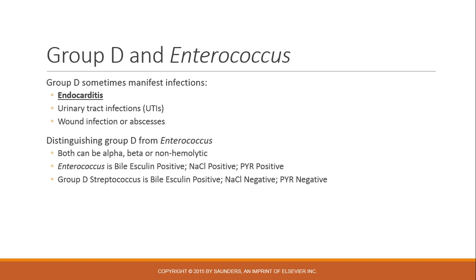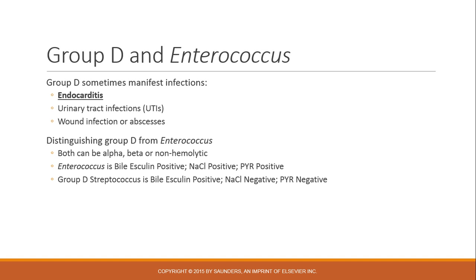So typically we need to distinguish group D Streptococcus from Enterococcus, which also has the group D antigen on it. Both of them can be alpha, beta, or non-hemolytic. They can be all three if they want to. It doesn't matter. And Enterococcus is bile esculin positive, sodium chloride positive, and PYR positive. Group D Streptococcus is also bile esculin positive, but it's sodium chloride negative and PYR negative. So that's how we would differentiate between the two.